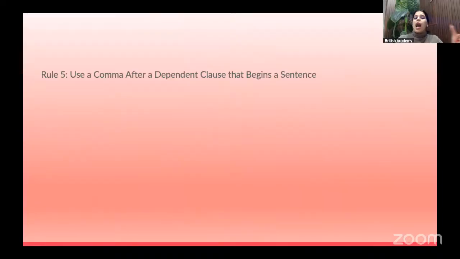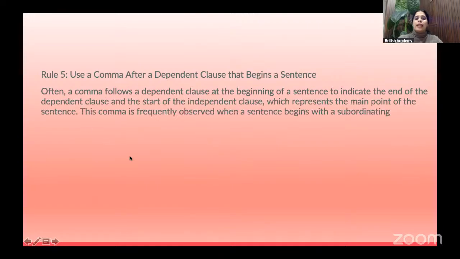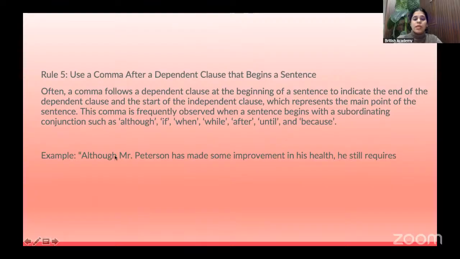Now, use a comma after a dependent clause that begins a sentence. Often a comma follows a dependent clause at the beginning of a sentence to indicate that the dependent clause has ended and the main part is starting. It is frequently observed when you have a subordinating conjunction like although, if, when, while, after, until, because. When you're using such conjunctions, we use a comma. So here, if you see, although Mr. Peterson has made some improvements in his health, he still requires ongoing monitoring of his blood sugar levels.